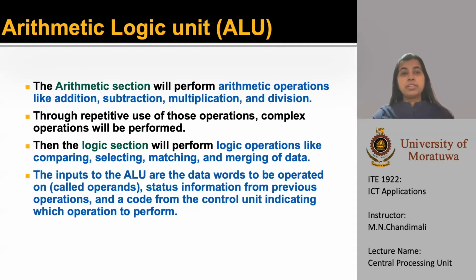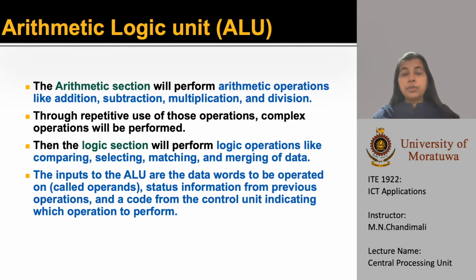Now let's discuss the arithmetic logic unit or the ALU. In the ALU, there are two sections, namely the arithmetic section and the logic section. In the arithmetic section, the arithmetic operations like addition, subtraction, multiplication, and division are performed. Complex operations can be performed by using the basic operations repetitively. Then the logic section will perform logic operations like comparing, selecting, matching, and merging of data.